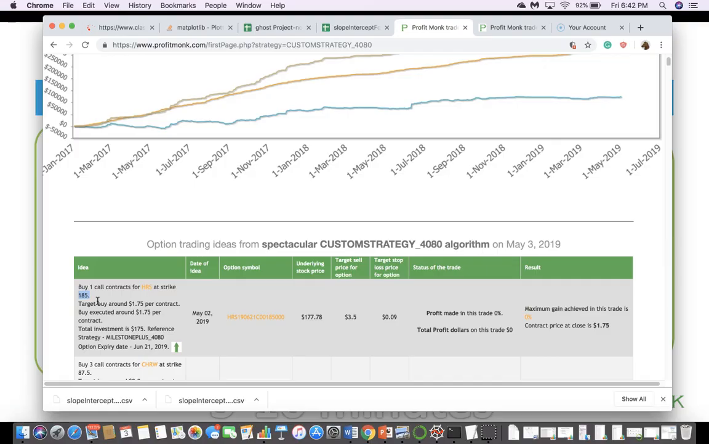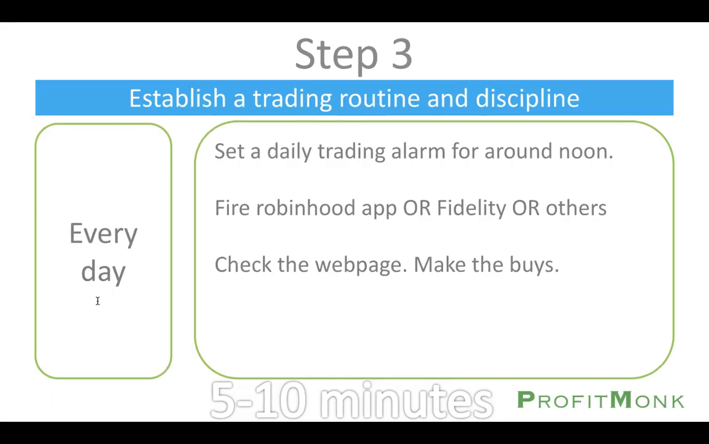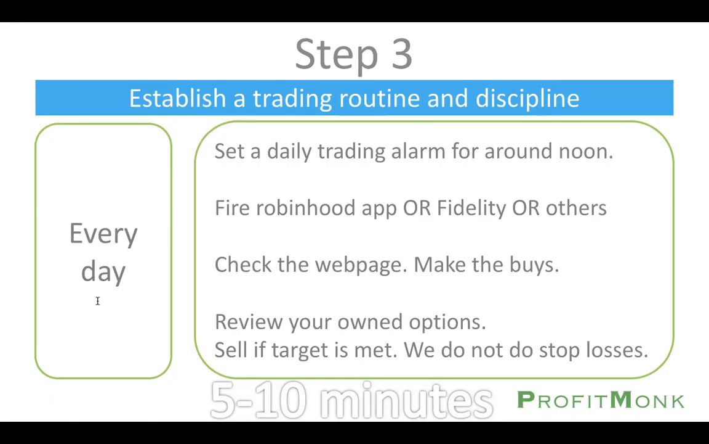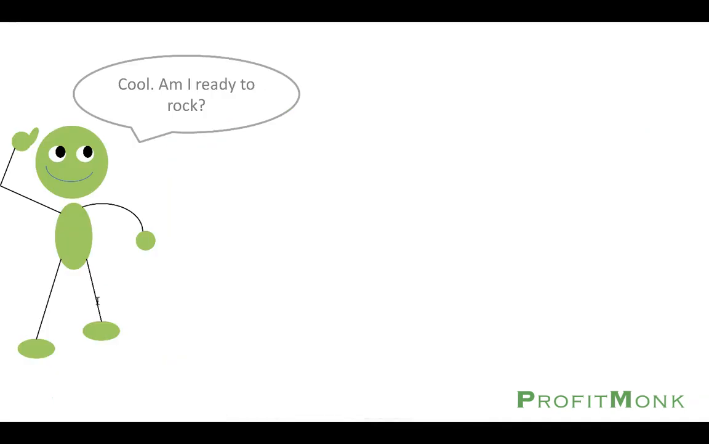You execute the trade. You also make sure that if you had trades from the previous day, or options that you already owned, and they have met the sell target, you sell them. Now I personally do not do any stop losses. You can choose to do some stop losses, but I do not. So I just buy, and if something has met the sell target, I make the sell. So that's step 3.